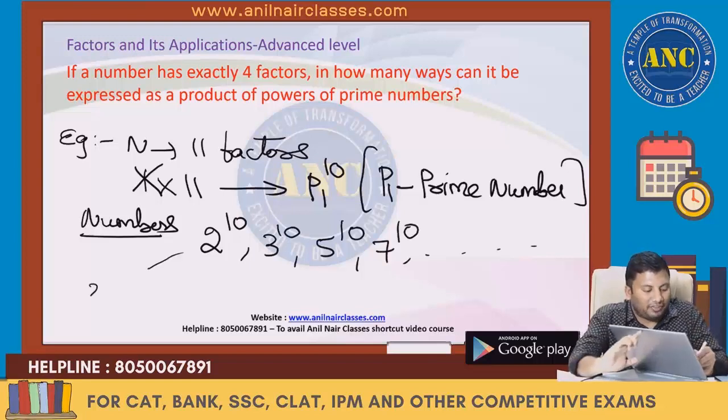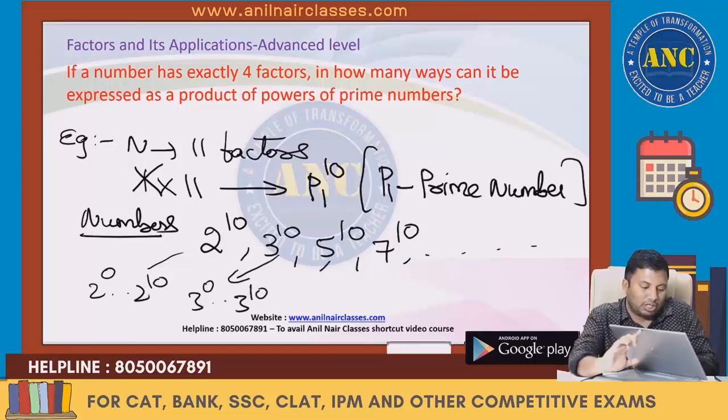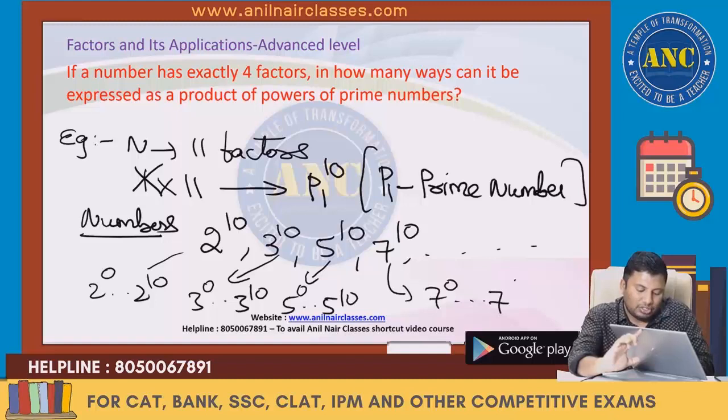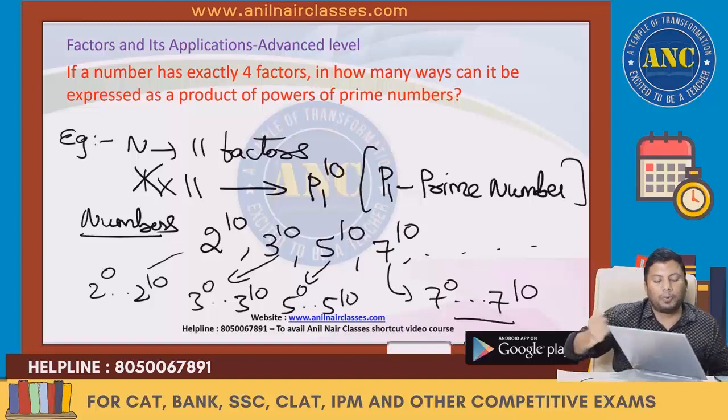2 power 10 factors will be 2 power 0 to 2 power 10. 3 power 10 factors will be 0 to 10. 5 power 10 factors will be 0 to 10. 7 power 10 factors will be 0 to 10. I hope it is clear.